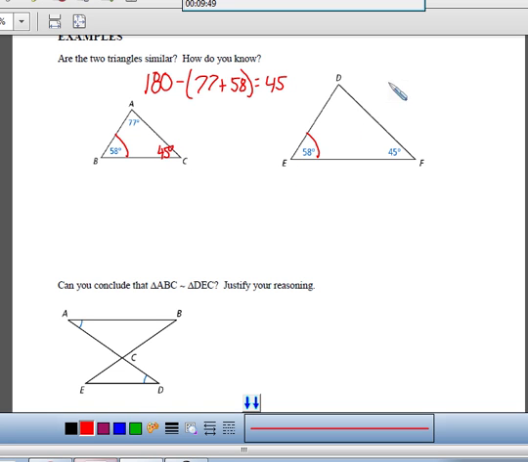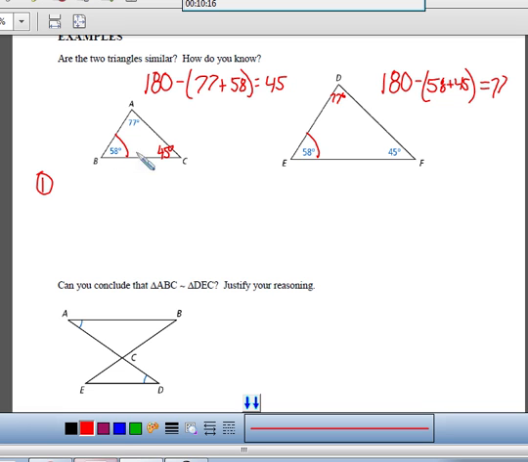Or I could look at the other picture and say, well, what's 180 minus 58 plus 45? And if you do that, you'll find that it's 77. So this angle here, D, is 77 degrees. So now what I know is the corresponding angles are congruent, so I know that they are similar. But let's go ahead and make a couple of statements. First, remember, I just need two angles to be congruent.